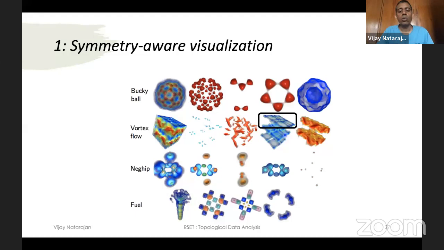We actually used symmetry to find some errors in the simulation in this case. This particular vortex flow should have exhibited only two symmetric copies. We actually found a third. And it turned out that the simulation that we used had an incorrect boundary value, and that was the reason we got a copy on the boundary. So this helped debug that simulation also. Right? That was an interesting artifact.